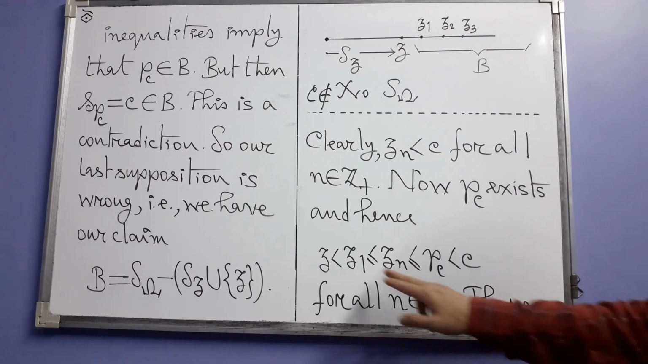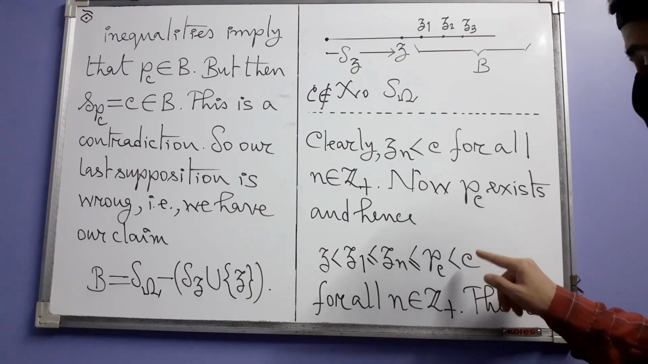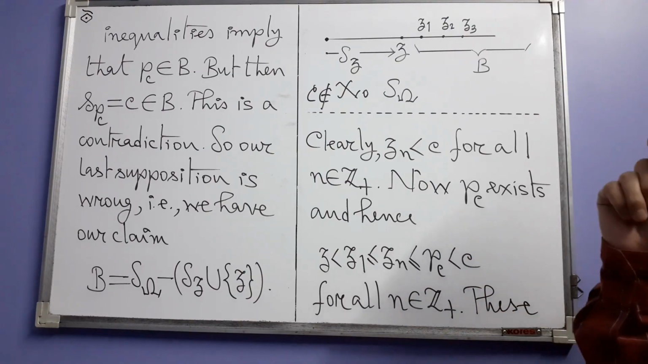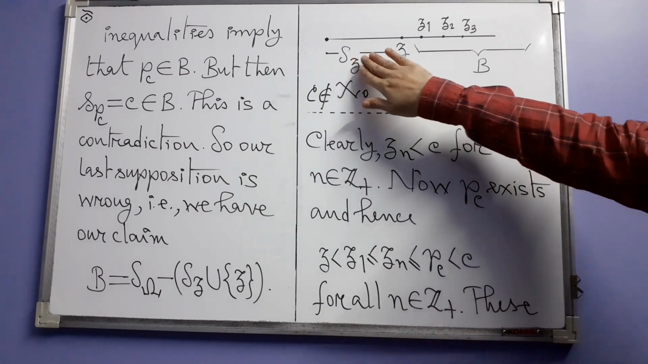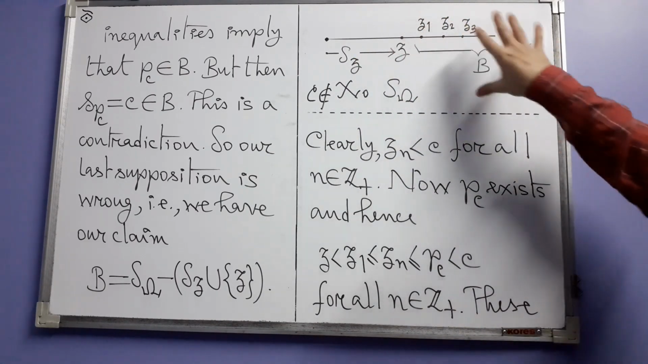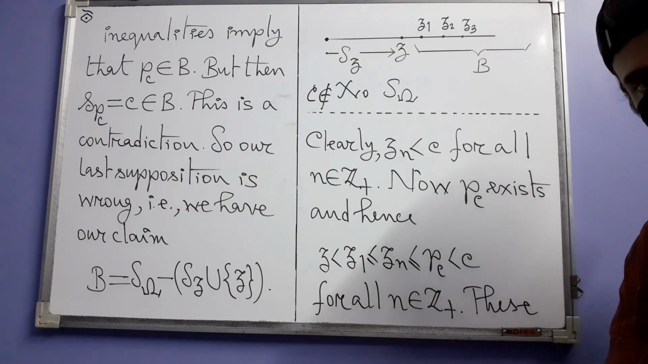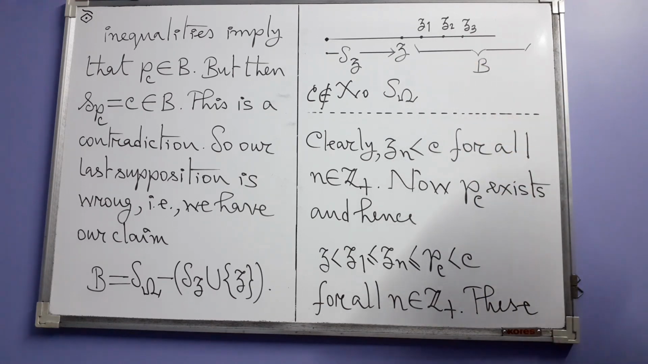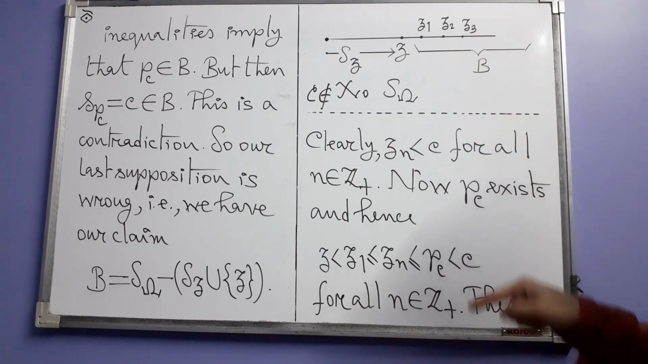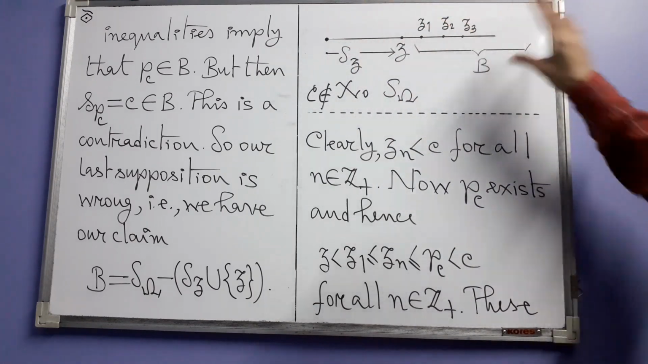Well, note that PC is less than C. And what is C? C is the smallest element of the complement of the union of these three. Because PC is smaller than C, PC itself cannot belong to that complement, which means that PC itself actually has to belong to the union of these three.